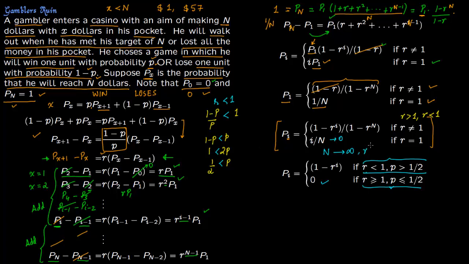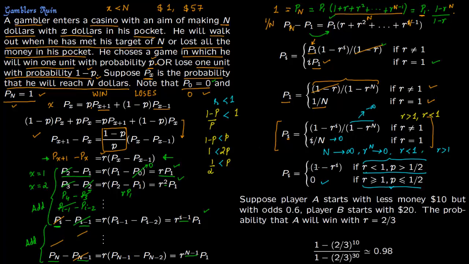So this r to the power of n will go to 0 only if r is less than 1. And if r is greater than 1, then the denominator will become very large, that is, it will go to minus infinity, so you will get again 0. So pi is 1 minus r to the power of i, if r is less than 1. Now let us do this in a practical example and understand this.